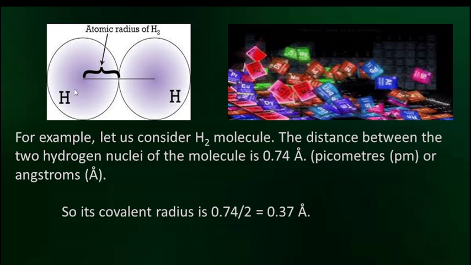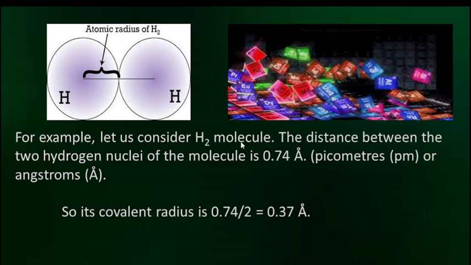In hydrogen atoms, the atomic radius of hydrogen. For example, let us consider the hydrogen molecule. This is a hydrogen molecule. The distance between the two hydrogen nuclei, the first hydrogen atom and the second hydrogen atom, of the molecule is 0.74 angstrom, which is also expressed in picometers.